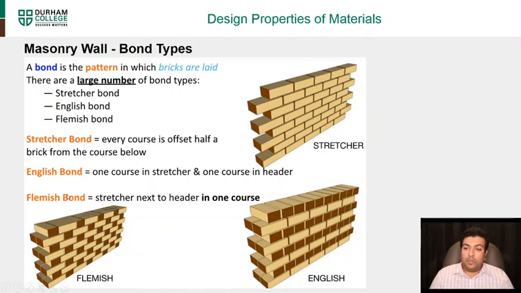In the Flemish bond, you have a stretcher next to a header in one course. So in the same course, you have a header, a stretcher, then you have a header, then you have a stretcher. So you can see this line going. You have a header, stretcher, and then you keep on going. So these are the three main types of bonds that we use in wall construction. English and the Flemish bond are very typical for load-bearing walls on the outside, and a stretcher is a common one for non-load-bearing walls, right?